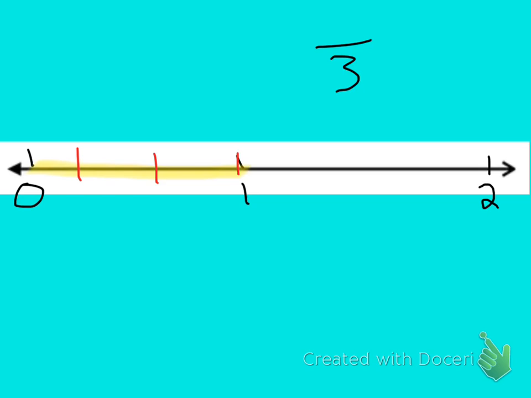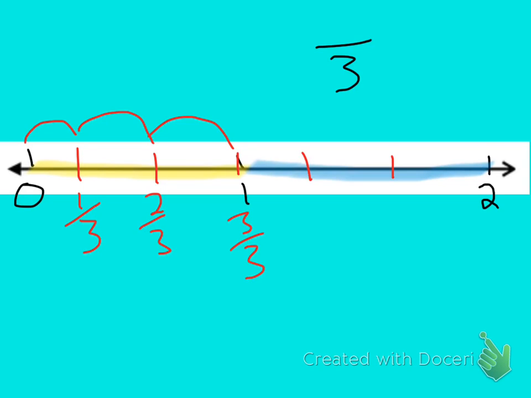And then again, we do the same from 1 to 2. We have to break this whole into thirds. So 1, 2, 3 thirds. Okay. The next step is to label it. So from here to here, one jump, that's 1/3. Here to here, 2/3. Here to here, 3/3. Okay, and we just keep going after 3. There's 4/3, there's 5/3, and there's 6/3.